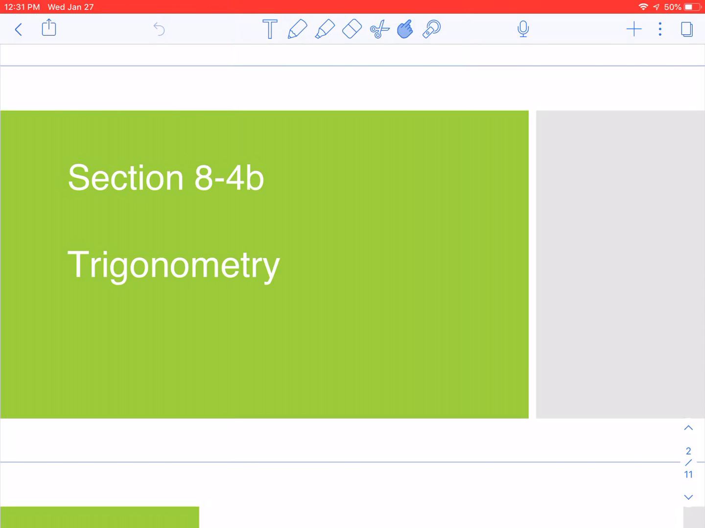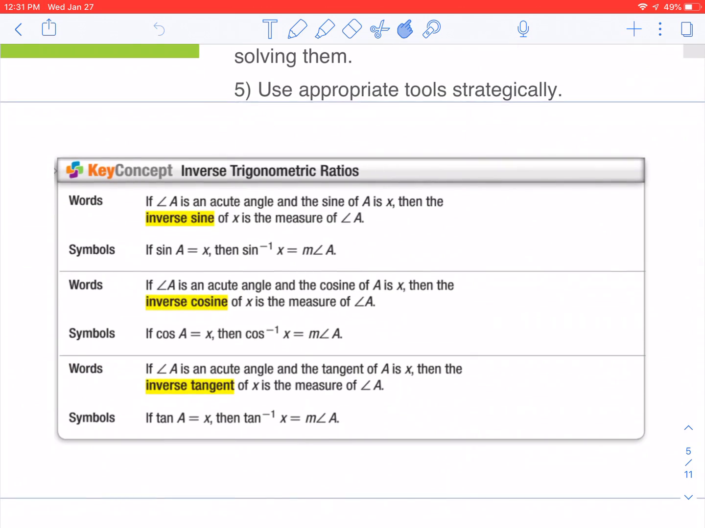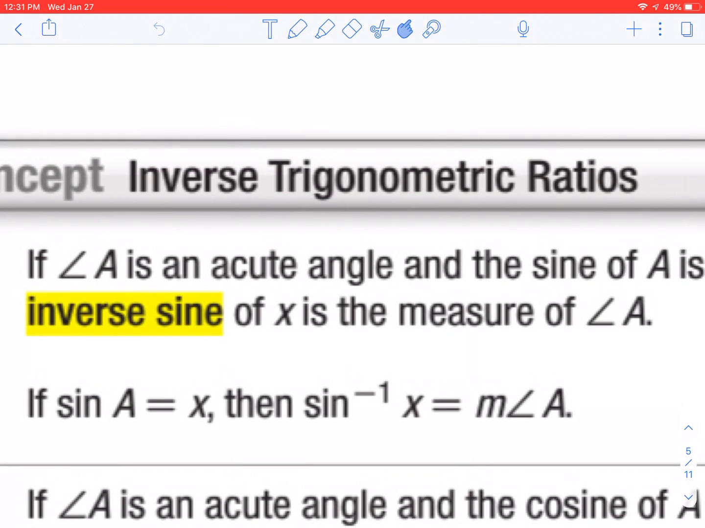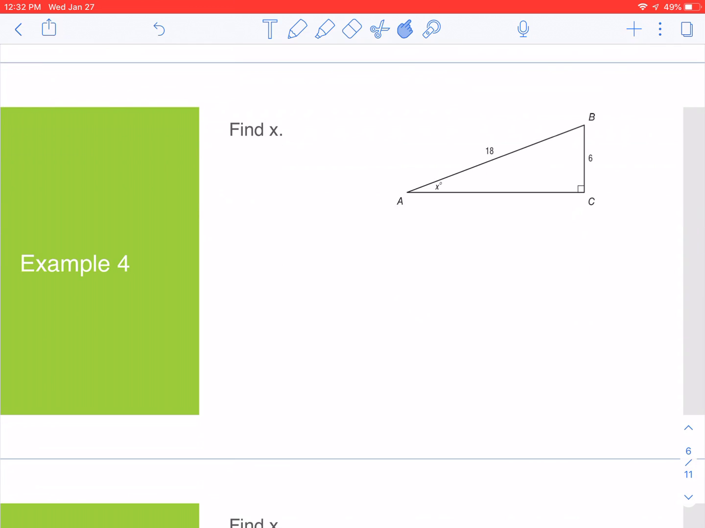All right, last section of chapter 8 is one more trigonometry in 8.4b. And this time we're doing what is called inverse trigonometric ratios, this thing right here. Okay? So what I'm going to do is, I'm not even going to go over this chart, it's kind of confusing, but we're basically going to do an inverse, which is a way to do the problem backwards.